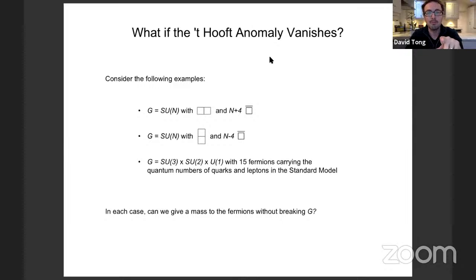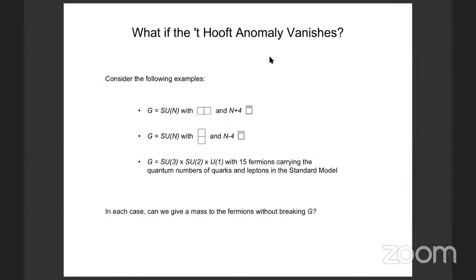If you don't remember Young tableaux, two boxes horizontal is the symmetric representation, and two boxes vertical is the anti-symmetric representation of SU(N), and a single box is the fundamental, and putting a bar over everything means you take the conjugate representation. So this is a bunch of famous chiral representations where nonetheless the anomaly vanishes because of a balancing between the different reps. The first one is SU(N) with a symmetric and a bunch of anti-fundamentals. The next is SU(N) with an anti-symmetric and slightly fewer anti-fundamentals.